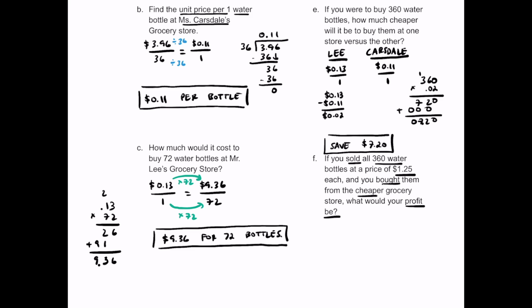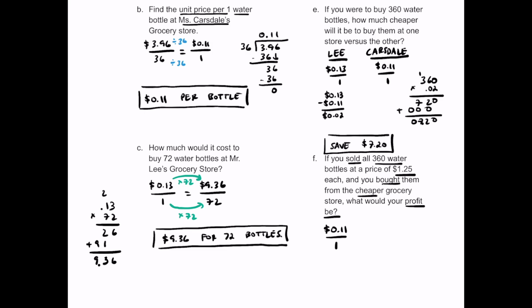Oh, interesting. So who was cheaper? Which store? Well, it was Miss Carsdale's, right? That was the cheaper one. And at her store, you would buy the water bottles for 11 cents for one water bottle. That's how much you bought it for.